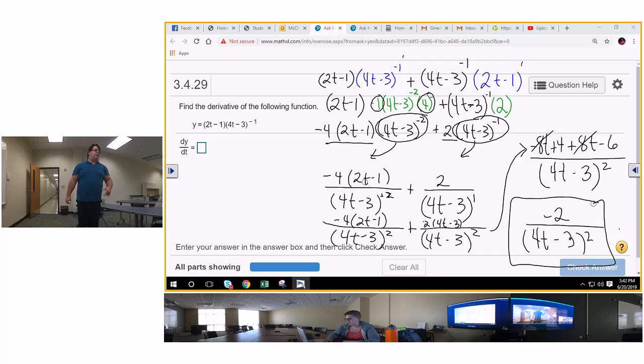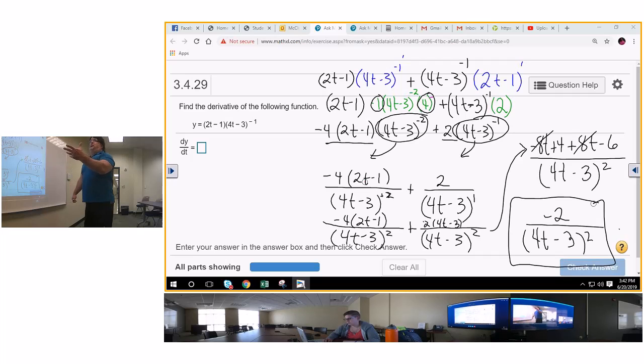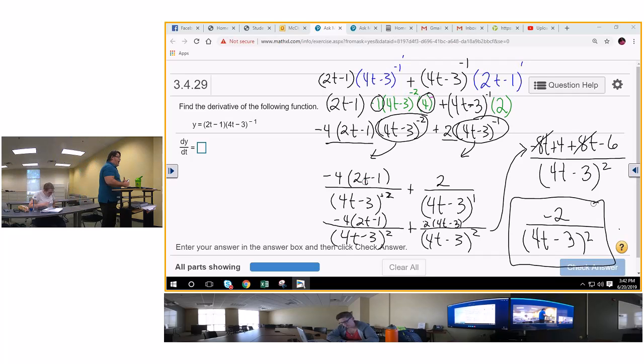Now, do it with the quotient rule. Now, should you do the quotient rule and the product rule whenever you can? Yes. Because it's called extra practice.